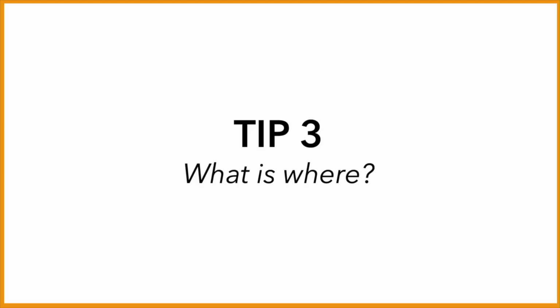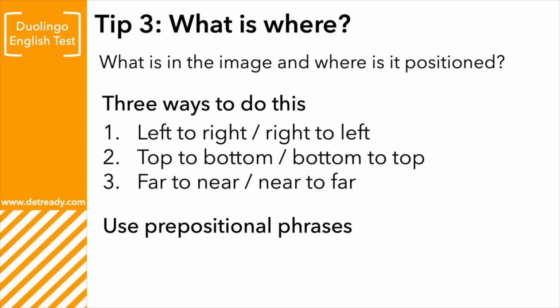Tip 3, what is where? And there are some ways to do this. You might want to start from left to right, or right to left, top to bottom, or bottom to top, far to near, or near to far. If you go in a logical order and stick to it, then describing where things are located in a photo becomes a lot easier. And you should also use prepositional phrases for this.